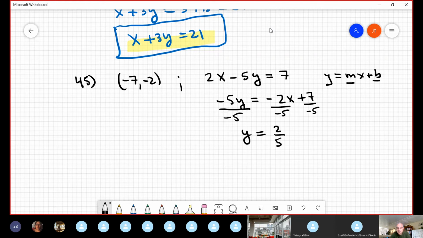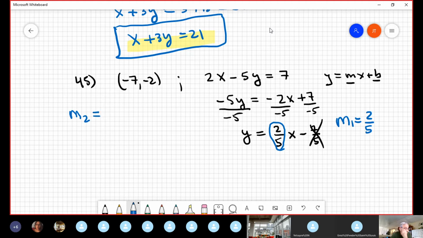2 over 5 positive, negative 7 over 5. I don't care about that part. That part is not important. The important information that I need is this. This represents slope 1, 2 over 5. And what is slope 2? Who helps me with slope 2? No, another participation. Slope 2, perpendicular. Hello, help me. Negative 5/2. 5/2 positive or 5/2 negative? Negative. Exactly.